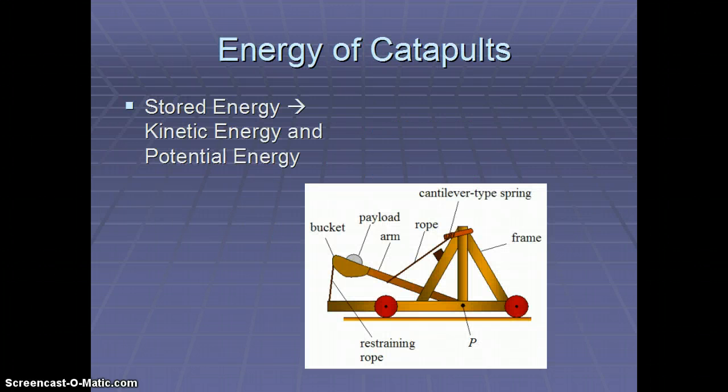So, the energy of catapults, it's basically just stored energy from the rubber band or whatever your restraining rope is. And then when you release that, it's kinetic energy that will go into your payload and throw that wherever. Another way to look at it is tension from your restraining rope, then torsion, and then gravity. As you throw your payload, the gravity helps carry it with the kinetic energy.